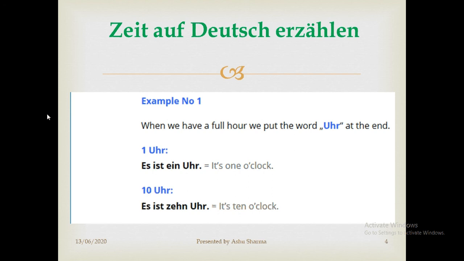Example number one. When we have a full hour, we put the word Uhr at the end. Suppose it's 1 o'clock: es ist ein Uhr. Next example, it's 10 o'clock: es ist zehn Uhr. So this is the way when we have a full hour, we put the word Uhr at the end. Okay, move to the next slide.